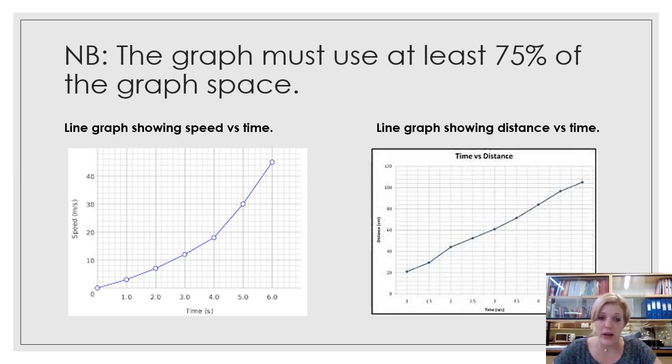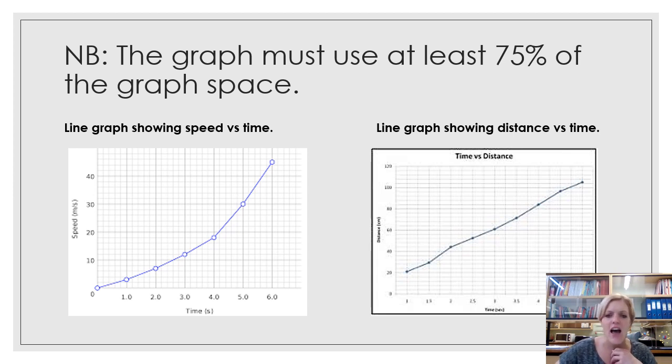All right, so just quickly, I just want to go through the fact that your graph needs to cover at least 75% of space. So you can't have all your data in the corner in the first 20% of your graph. Then we won't be able to see a trend. We won't be able to see a pattern. So space out your scale. Space out your labels. Make sure that your entire y-axis is labeled and your entire x-axis is labeled, not just half of it.